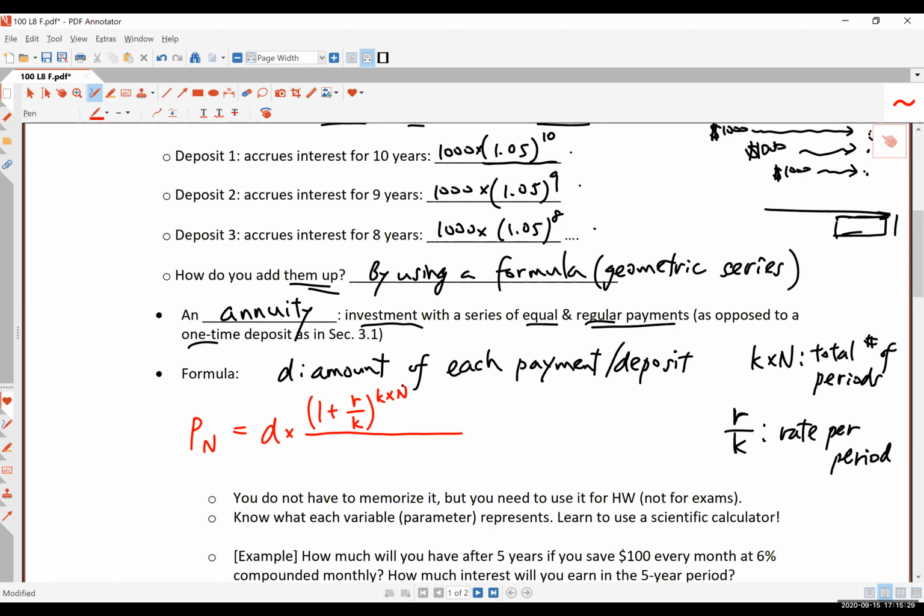Now, so far, everything should look familiar. Okay, but what's new is you subtract 1 from this, and then you divide it by R over K. That's the same thing, the rate per period. So this is going to be one big fraction by which you multiply the amount of each payment or each deposit, D.